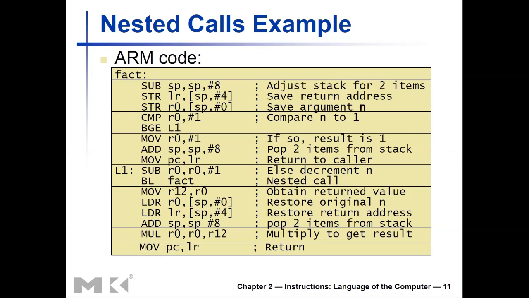So here in this factorial example, you can see adjust the stack for 2 items. Now you have to see what are the 2 items actually that we need to store in the stack. The 2 items, we got that answer from someone. Who was it?